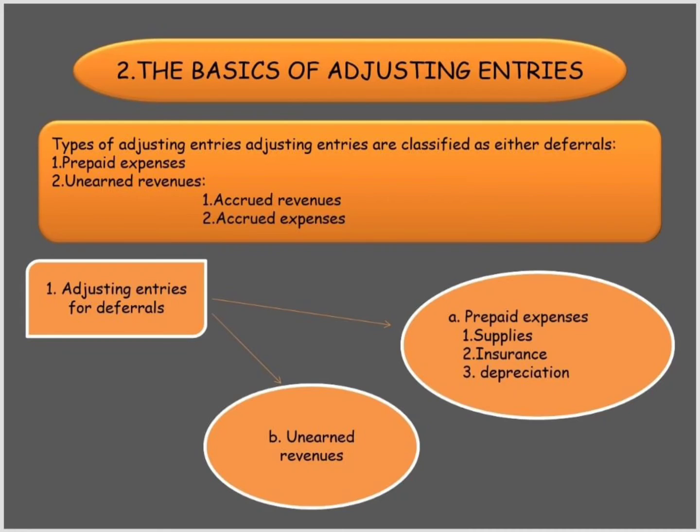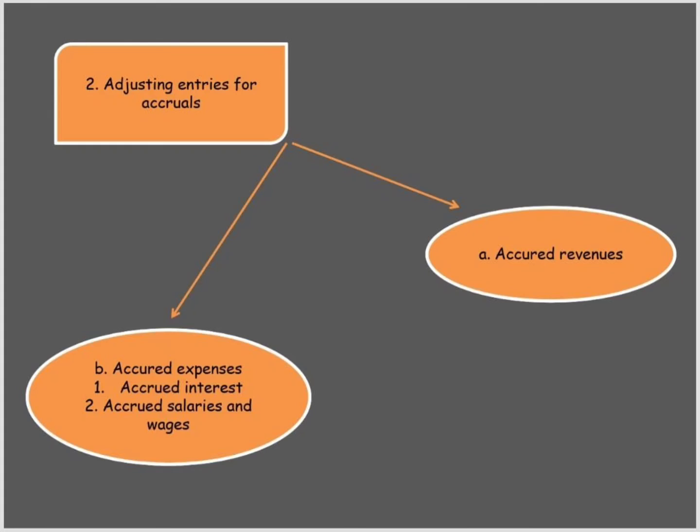B. Unearned revenues. Companies record cash received before revenue is earned by crediting a liability account called unearned revenues. 2. Adjusting entries for accruals. The second category of adjusting entries is accruals. A. Accrued revenues. Revenues earned but not yet recorded at the statement date are called accrued revenues. B. Accrued expenses. Expenses incurred but not yet paid or recorded at the statement date are called accrued expenses.